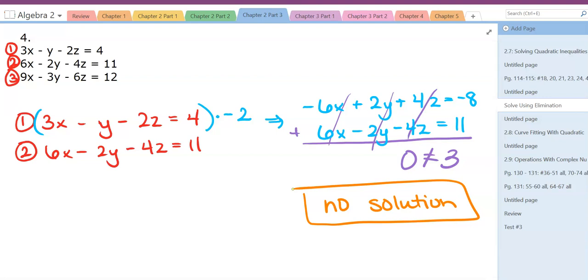And again, if I tried to go back and picked equation 2 and 3 instead, and tried to eliminate one of those letters, the same thing is going to happen. Everything's going to cancel on the left side, but I'm going to be left with a number that's not the same as 0 on the right side, and I'm stuck.